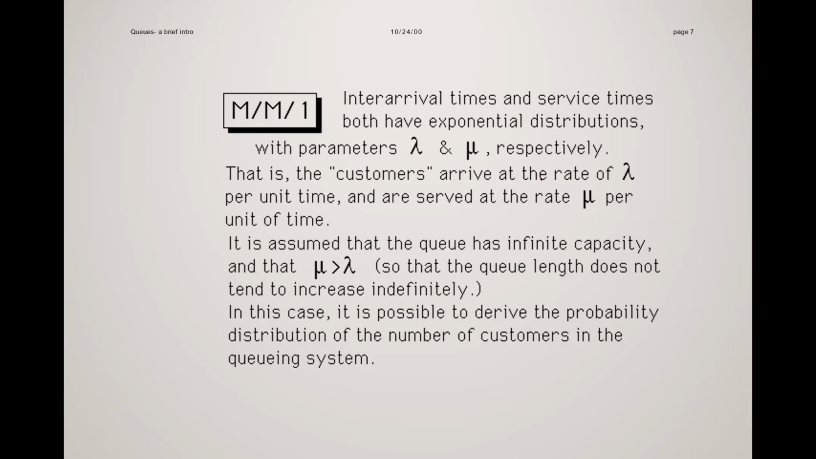So customers arrive at the rate of lambda and are served at the rate of mu per unit time. This usually means how many you would expect to arrive in a certain time period. So within 30 minutes, how many customers are you going to expect? Or within an hour, how many customers are being served? That is what these values represent.